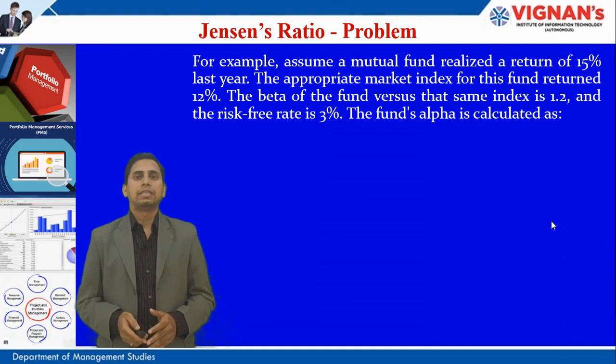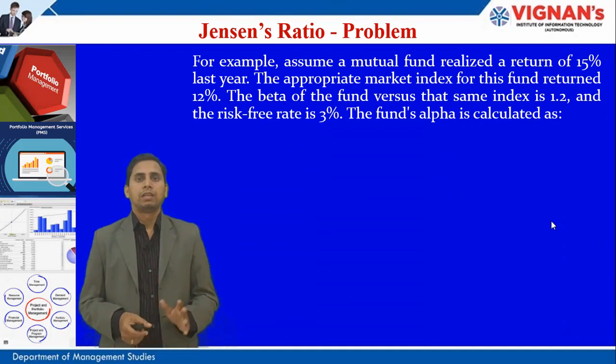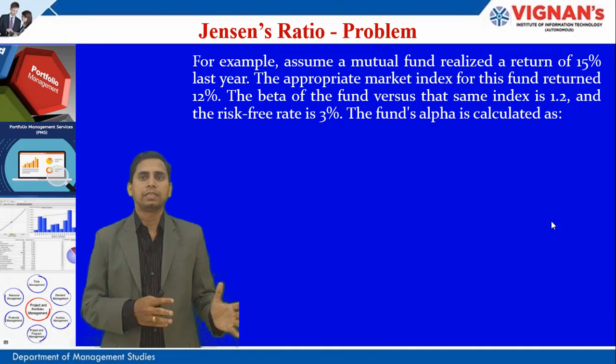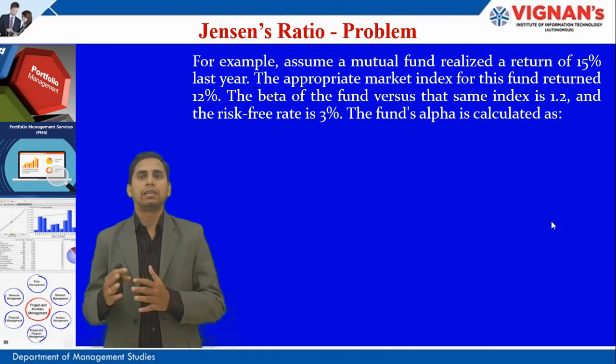Now let's consider one example for the Jensen ratio. Let us assume that a mutual fund realized a return of 15% in the last year. So last year it has generated 15% return. The appropriate market index for this fund has given a return of 12%. Let's say Sensex. If the Sensex has given a return of 12%, the fund has realized a return of 15%.